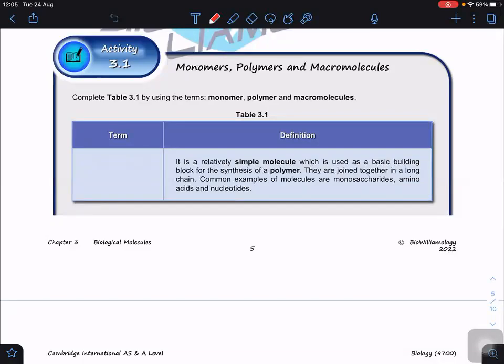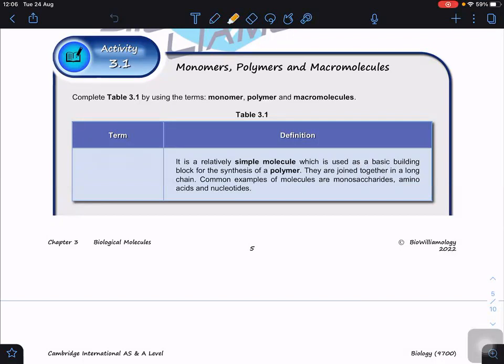Okay, for today's topics, first we are going to look at the differences between monomer, polymer, and macromolecule. So they each have their own definitions, and we need to know how to define them. Okay, so first of all, you look at the definition. It's a relatively simple molecule.